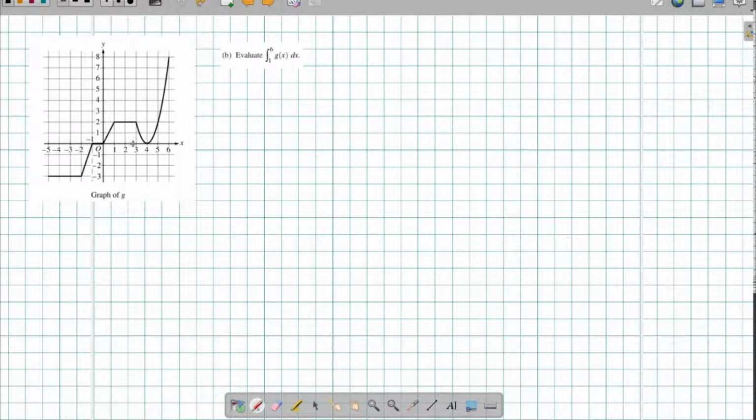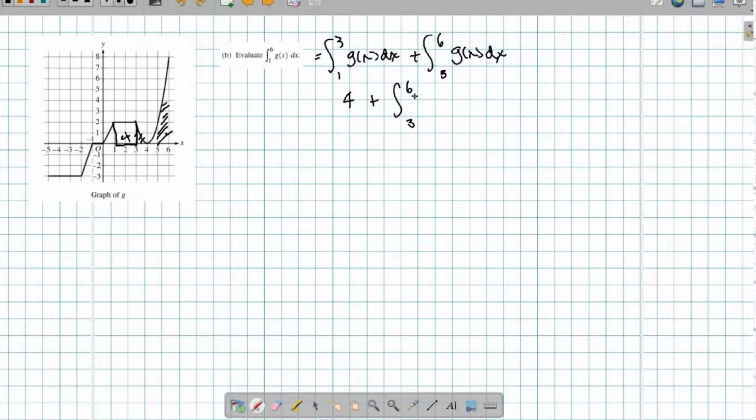Notice that from 1 to 3, we've got a linear function, and this is going to be a square. But from 3 to 6, I've actually got this parabola, so we will have some math going on here. So I know that this is going to be equal to the integral from 1 to 3 of g of x dx plus the integral from 3 to 6 of g of x dx. And this is going to be easy because this is just that square with the area of 4. Over here, I'm going to have the integral from 3 to 6 of 2 times x minus 4 squared dx.